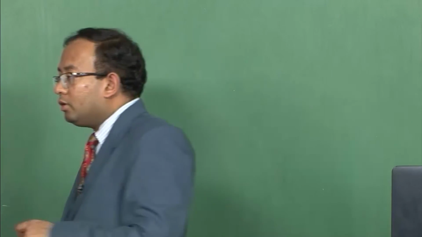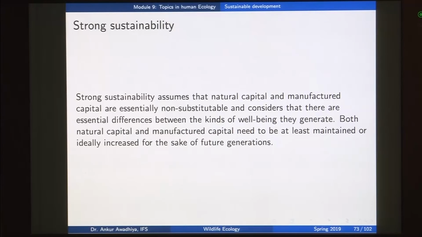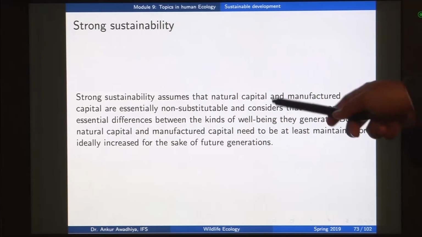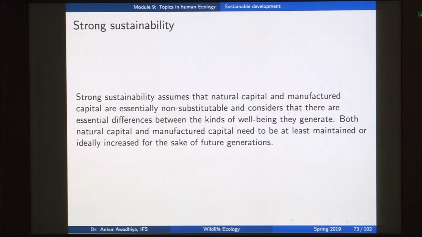When we bring out arguments such as these, we are talking about the strong sustainability argument, which assumes that natural capital and manufactured capital are essentially non-substitutable. Natural capital is things like forests, manufactured capital is things like houses. So, if you have a forest and you do not have a house to live in, that is not a good situation. If you have a house to live in, but you do not have a forest to give you pure air, that is also not a good situation. You need both of these.